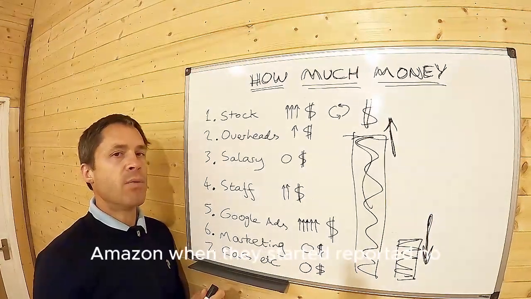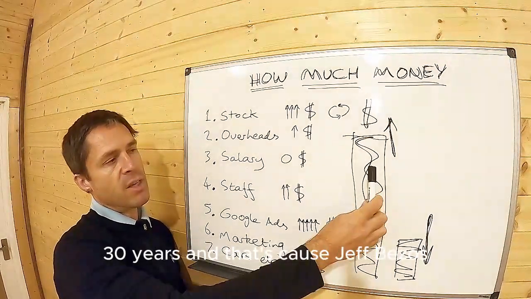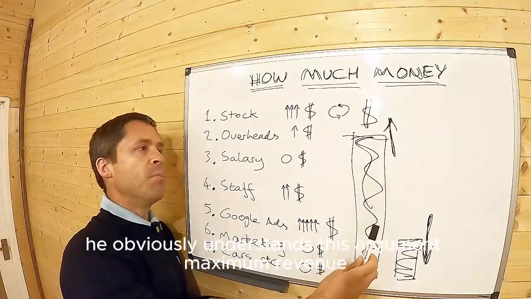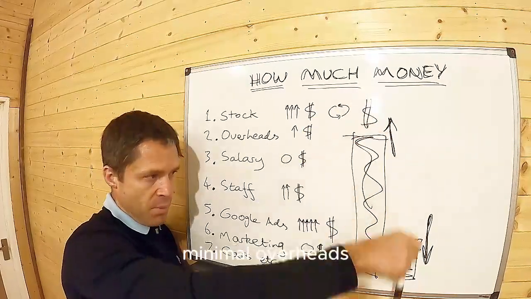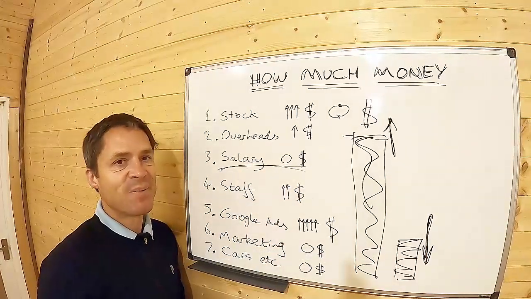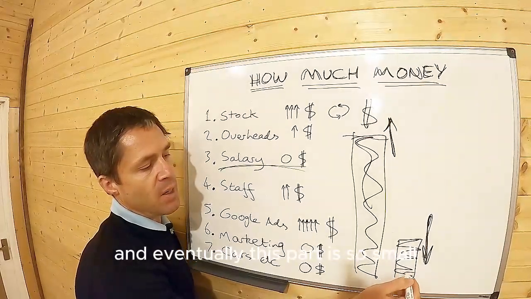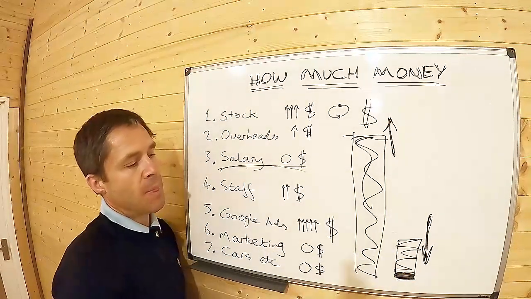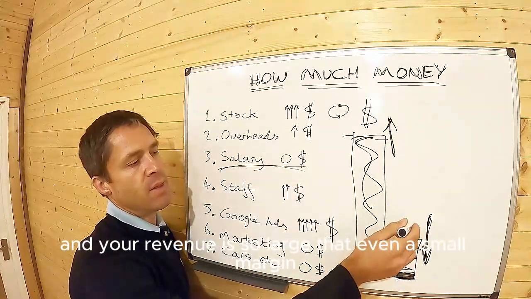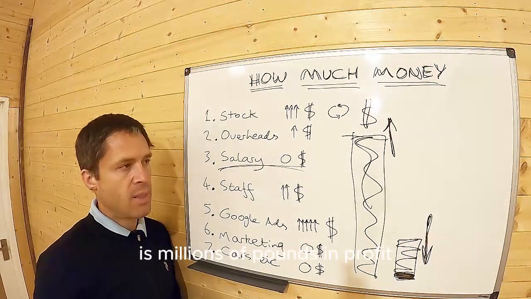Amazon, when they started, reported no profits for 20, 30 years. And that's because Jeff Bezos obviously understands this argument. Maximum revenue, minimal overheads, and 0 salary. And eventually, this part is so small, this is your overheads, and your revenue is so large that even a small margin is millions of pounds in profit.